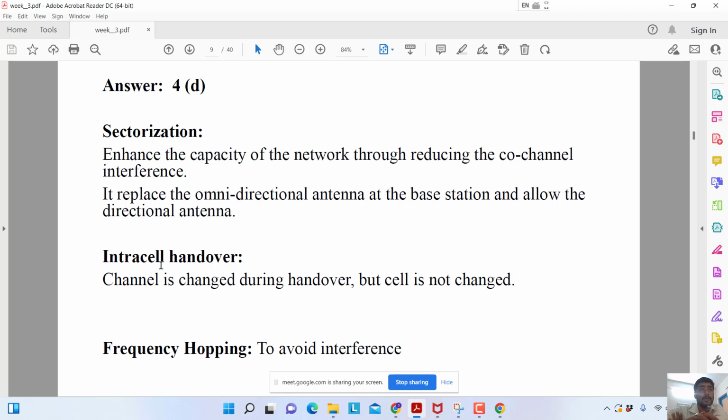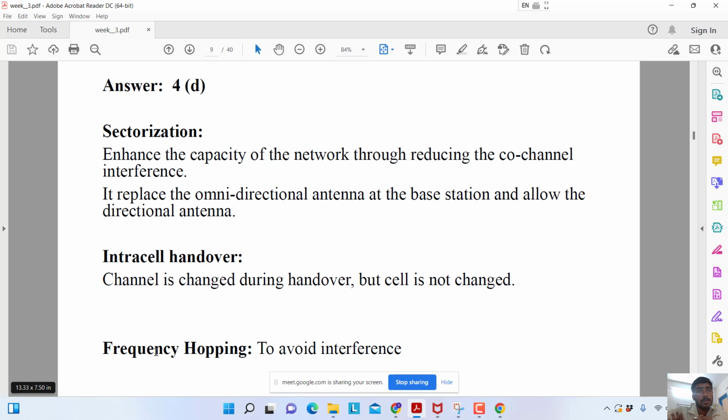Similarly, third is the intra-cell handover. Intra-cell means our cell is not changed. Whatever is happening is just inside our cell. When the signal power fluctuates, to get a quality signal, we do the handoff. So in an intra-cell handover, the channel is changed during the handover, but the cell is not changed. This process also improves the C by I ratio.